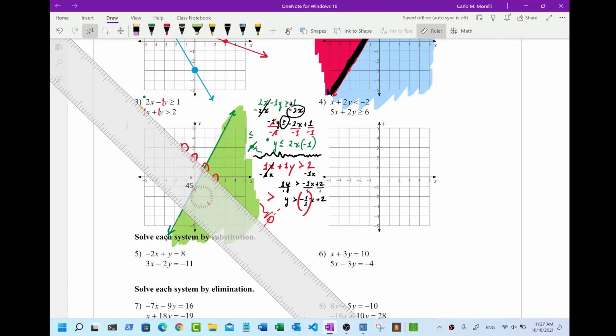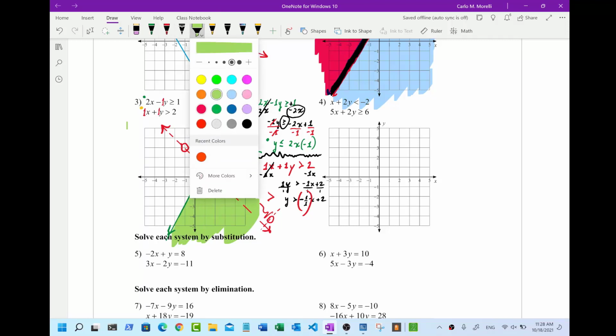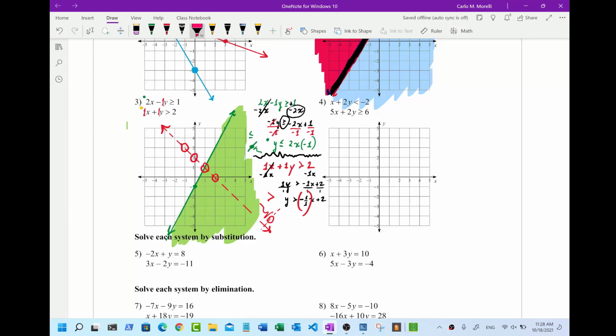Dashed line or solid line? Got some people here who are going to do really well in this exam. Okay. And I'm shading above. Do I touch the line with this highlighter? No.